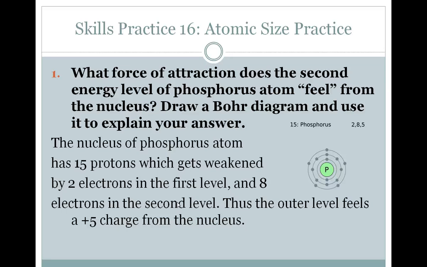Alright, now we're going to get started at the skills practice. So question number 1 says, what force of attraction does the second energy level of a phosphorus atom feel from the nucleus? Draw a Bohr diagram and use it to explain your answer.